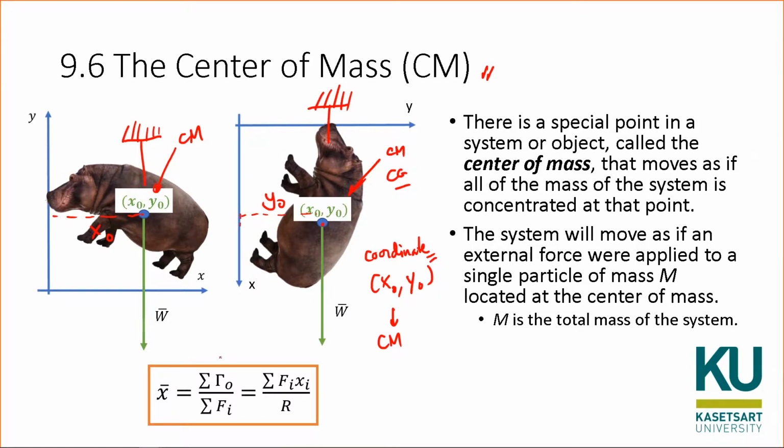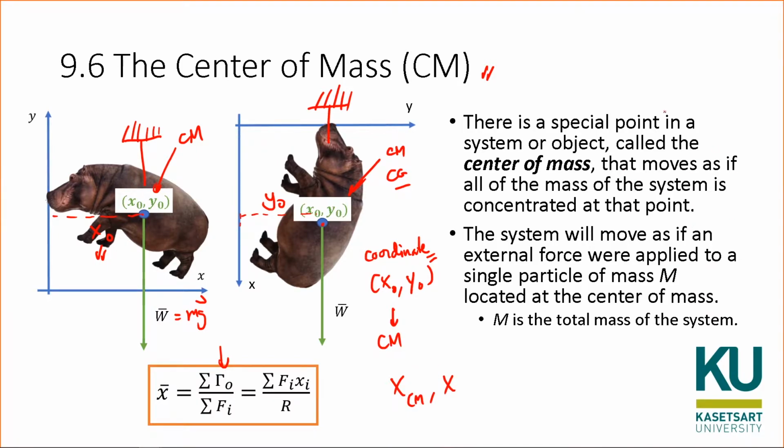We will ignore the definition of torque for now since we haven't learned about torque yet. But torque is the force, in this case the gravitational force, multiplied by the length that is perpendicular to the force, which in this case, if you hang the hippopotamus like this, the distance is x0. If you hang the hippo like this, the distance here is y0. And when you combine this knowledge, you can find xcm and ycm.